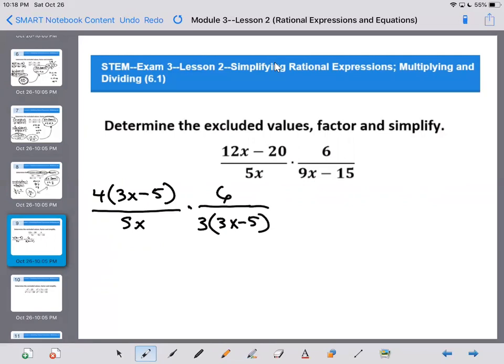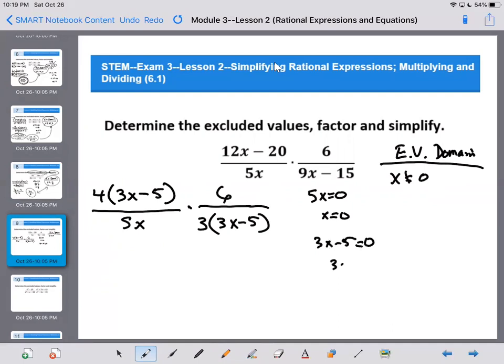So now you're thinking excluded values of your domain. X cannot be, okay, so I'm looking here. I see 5x, that has a variable, so x cannot be 0. And I also see 3x minus 5, set it equal to 0. I get 3x equal 5. I'm going to add the 5 over and then divide by 3, so I get 5/3. So x cannot be 0, and x cannot be 5/3.